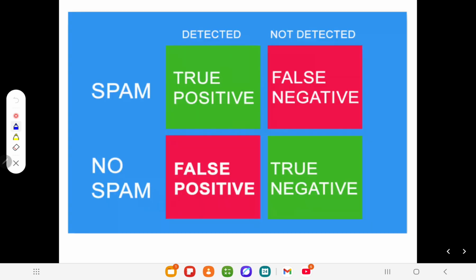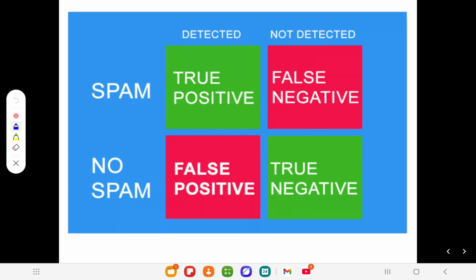Now we are going to talk about false negative and false positive. This chart is very important whenever you try to understand false positive and false negative, because in every instrument, every test, you will see false positive and false negative. So let's take an example.